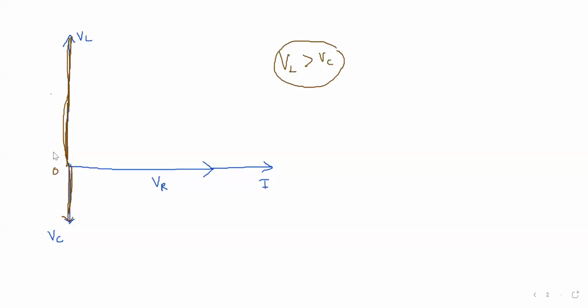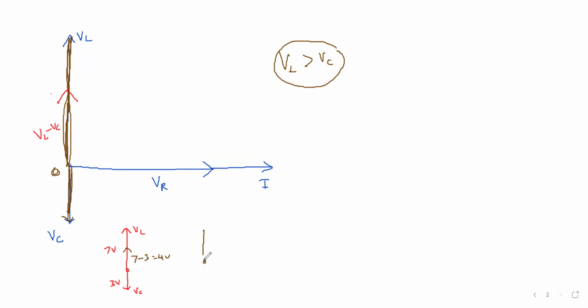VL is pulling in the upward direction, VC is pulling in the downward direction. So what is the net effect? The net effect is in this direction, VL minus VC. For example, VL is 7 volts on top, and VC is at the bottom, assume 3 volts. Then what is the net effect? Both are acting in opposite directions. The net effect is 7 minus 3, that is 4 volts. So VL is acting upward, VC is acting downward, and the net effect is VL minus VC.